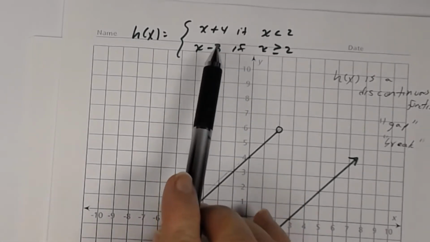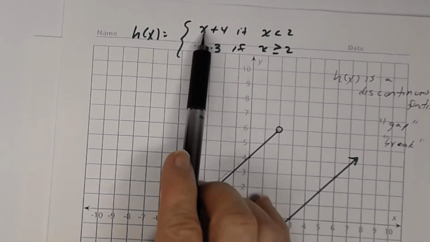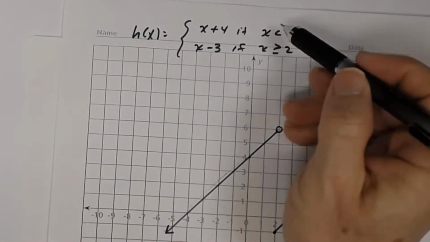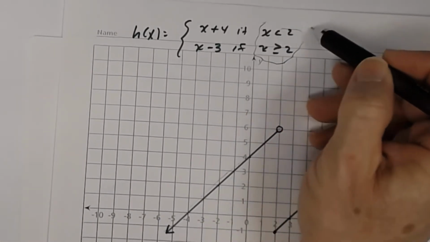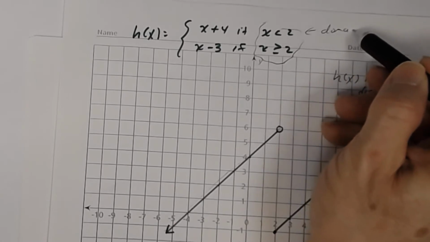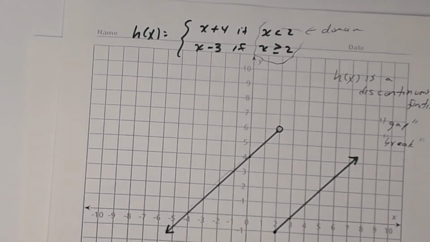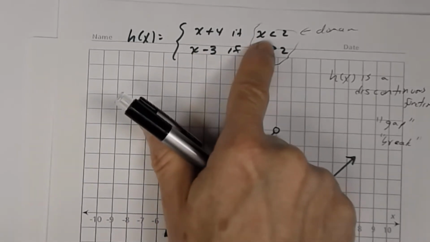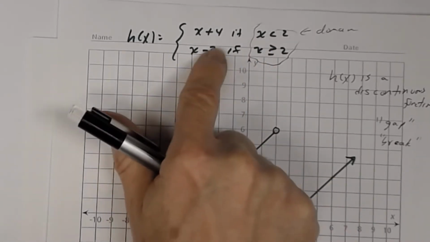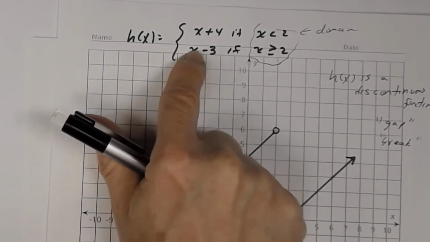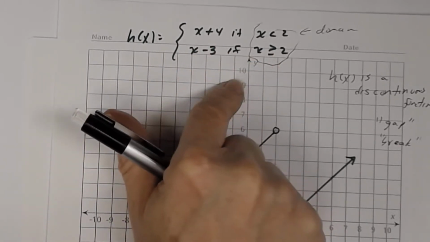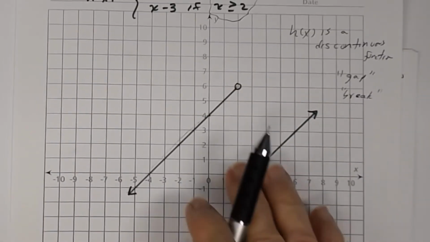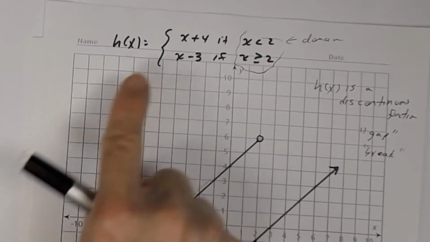Now remember, the domain is a set of x coordinates. So the domain for this part here would be this. All right, so the domain for x plus 4 will be any real number less than 2, and the domain for x minus 3 would be any number greater than or equal to 2. Okay? All right, now what I want to do here is just quickly find function values, and then we'll go here and talk about them.